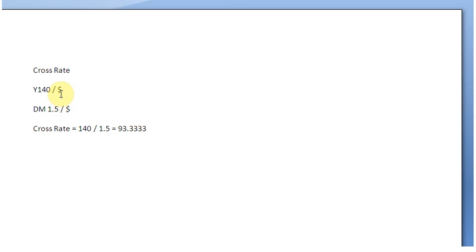Now, what currency is this 93.3333? The answer is simple. Remember, in a cross rate calculation, the common currency is supposed to cancel out. So the common currency in these two quotations is the dollar. The dollar here and the dollar here, they are going to cancel out, and they are going to leave you with yens and Deutschmarks.